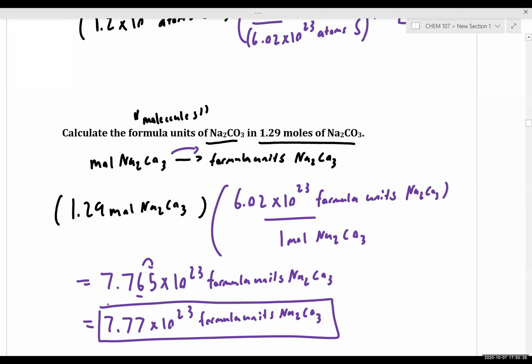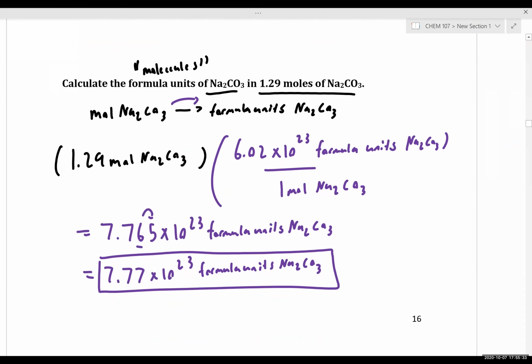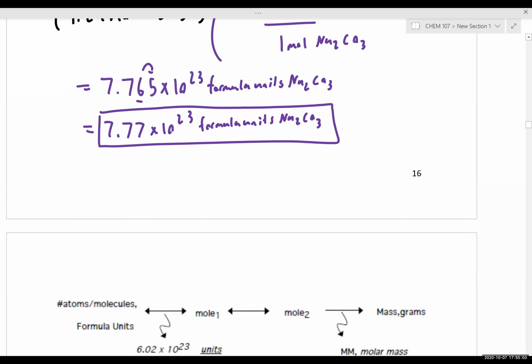Does this example make sense to everyone? Is everyone comfortable with this example? Any questions before we move on to another set of examples and another concept in this chapter? So let's keep going then.